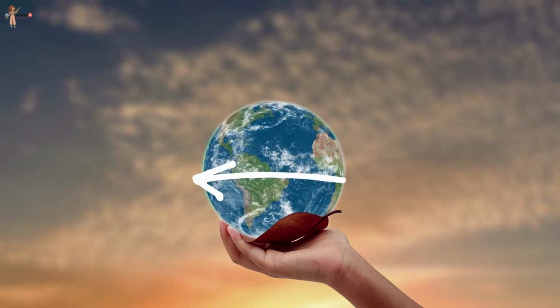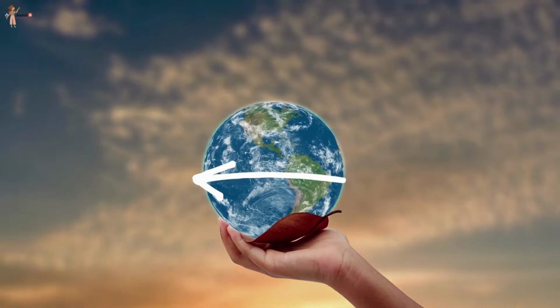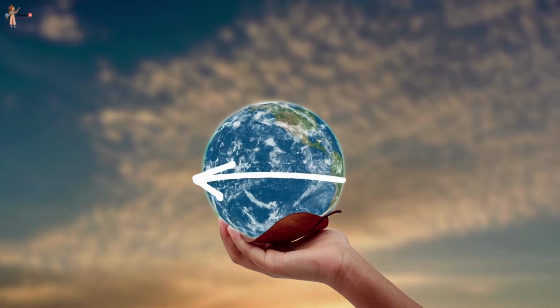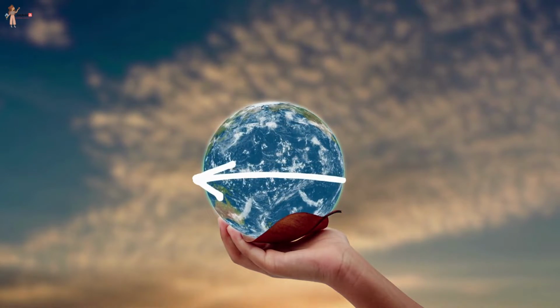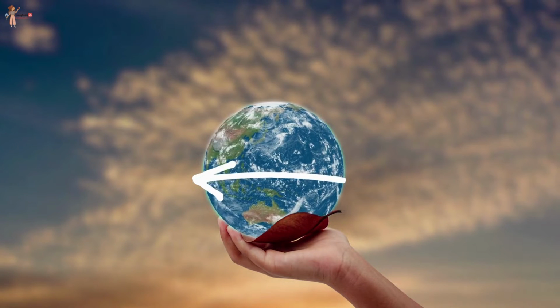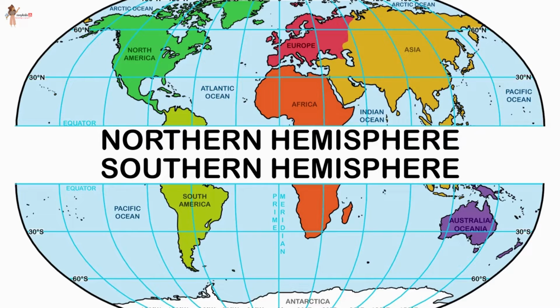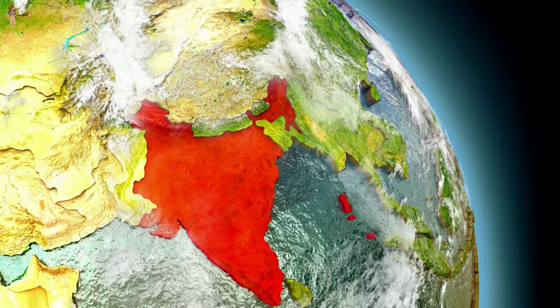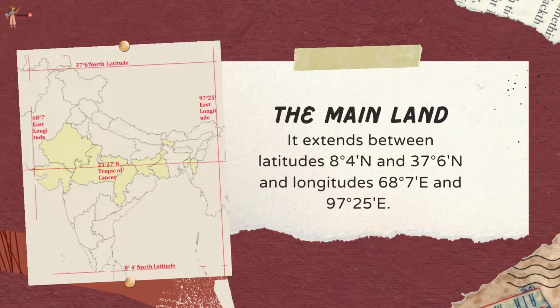As we know, Earth is divided into two hemispheres by an imaginary line around the Earth called the Equator, running east to west at 0 degrees latitude. The upper half is the Northern Hemisphere and the lower one is the Southern Hemisphere. India lies entirely in the Northern Hemisphere.